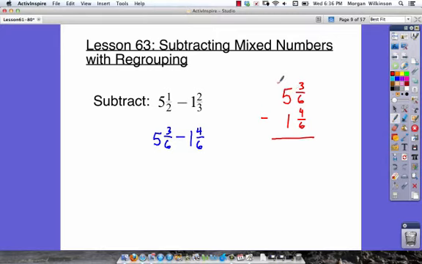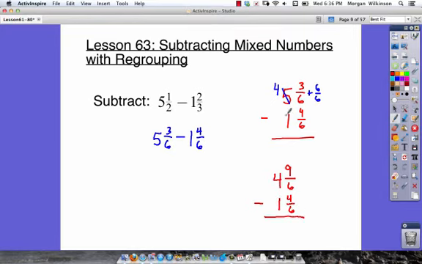One way we can deal with that is to borrow and regroup. So what we're going to do is borrow from the 5 to get a 4. We're going to add one whole, and the whole here is out of 6, so we're going to add 6/6. When we add 6/6, we get a new problem. It's going to look like this now. We're going to get 4. We know 3 plus 6 is 9, and our denominator stays the same when we add fractions, so we get 4 9/6 minus 1 and 4/6.